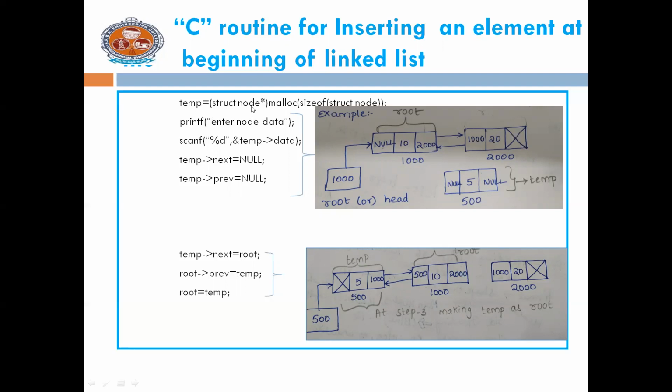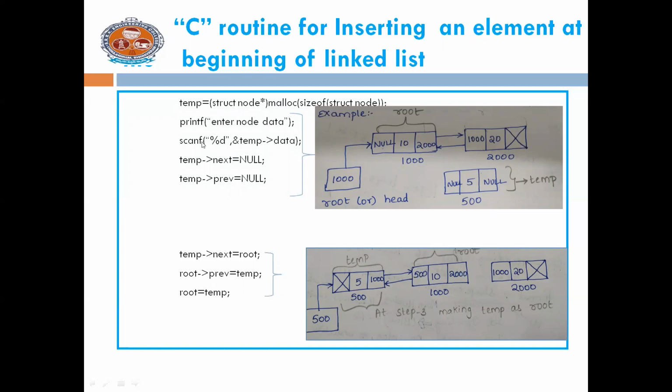Temp equals struct node star malloc sizeof struct node. That means some memory will be allocated for a node structure. So I have created a memory location for the temp variable. Here the memory allocated is 500, which will be stored in the variable temp.